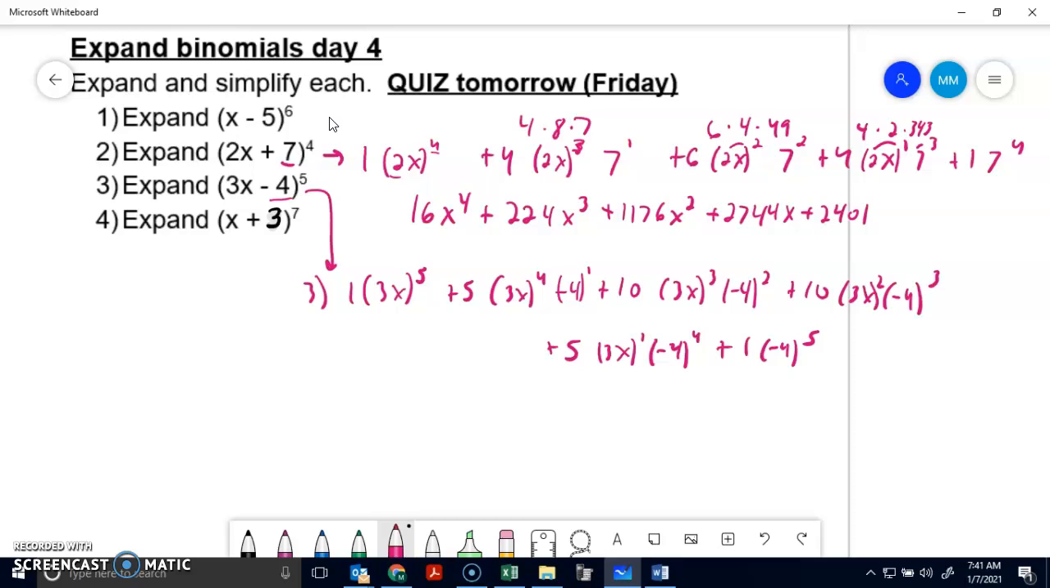All right, so we're going to start with 3 to the 5th in that first term. So that's 243 x to the 5th, plus in this term I have 5 times 3 to the 4th, which is 81, times negative 4 to the 1st, which is negative 4. Watch your signs here, okay? So we're multiplying by negative 4, so that's going to make this a minus. Oop, I already wrote my plus, that was silly.